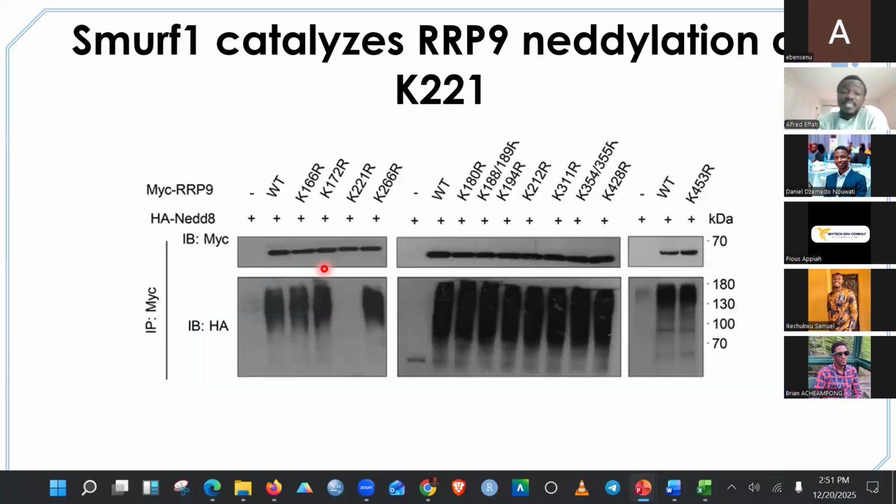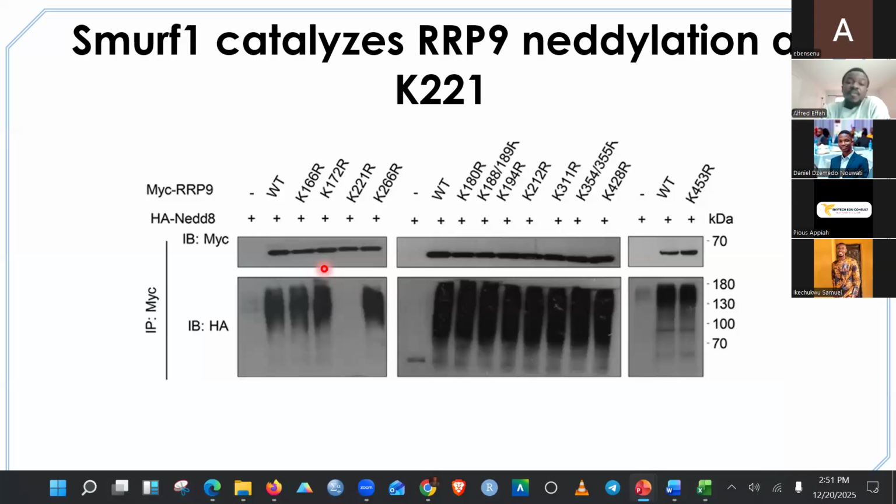Now, if you mutate it and you don't see it, then it tells you that that position is crucial for the modification. So that's one key thing you can do. Just mutate it to any different amino acid and see if it supports it or not. So now we know that SMURF interacts, it catalyzes the addition of NED8 on RRP9. That is something that is known.